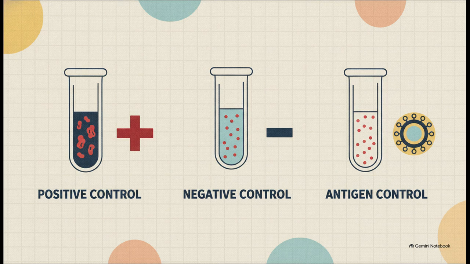Second, a negative control, using negative serum to prove you aren't getting weird, nonspecific reactions. And third, this one's huge, an antigen control. This is just the antigen all by itself. Why do we need this? Well, imagine if every single test tube on your bench suddenly gets clumpy. You absolutely need this control to prove those red blood cells or bacteria aren't just spontaneously aggregating on their own because of some bad reagents.